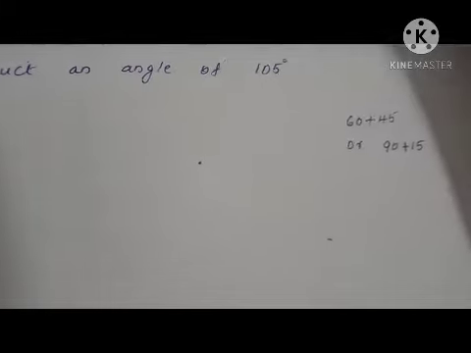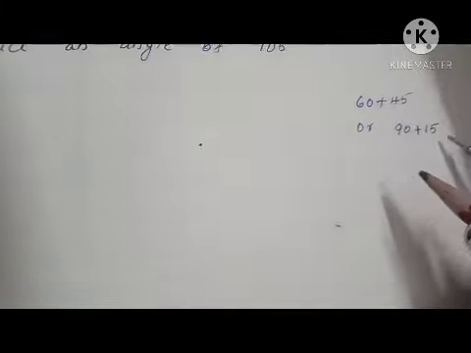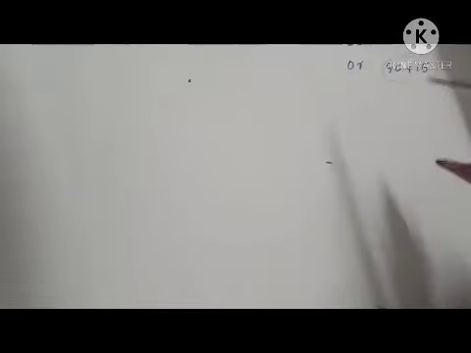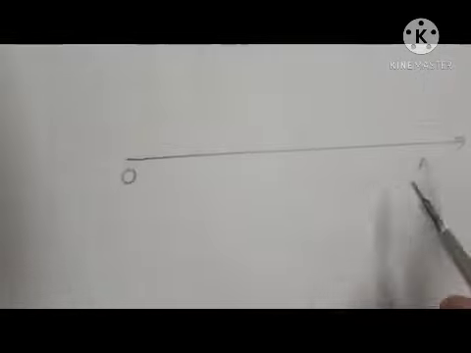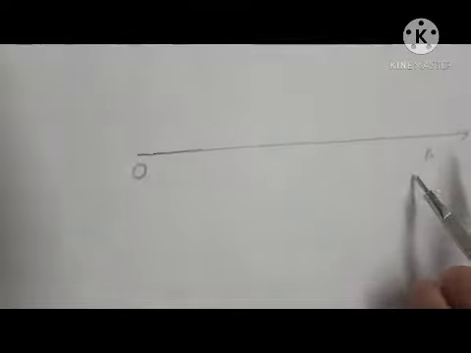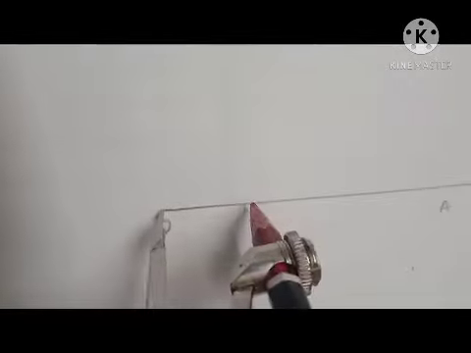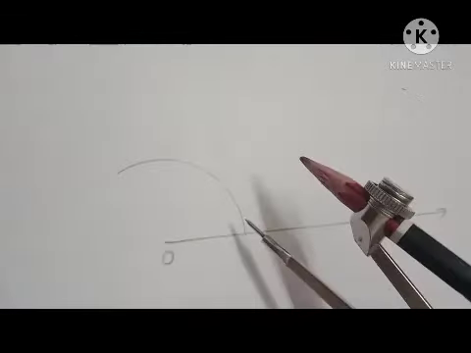We will get 105 by adding 60 and 45 or 90 plus 15. Here I took 90 plus 15. For that we have to construct 90 degree, then 15 degree. For that we have to draw the ray first. Here I draw OA as the ray. O is the initial point. To construct 90 degree, I will draw 60 degree first. This is 60 degree. For 60 degree, I will draw an arc by any measure.